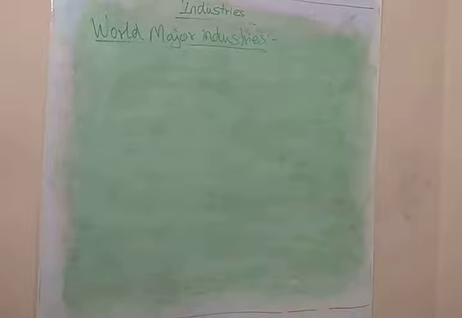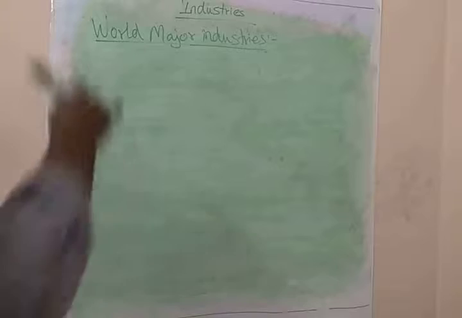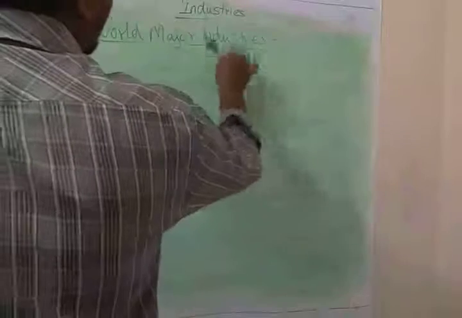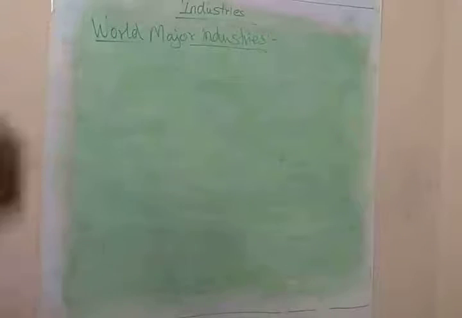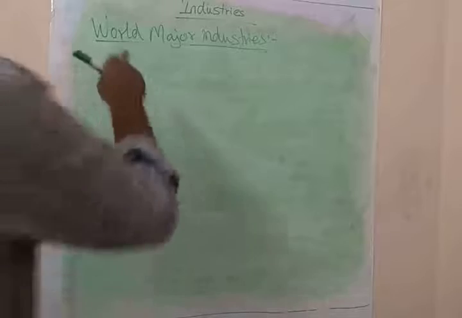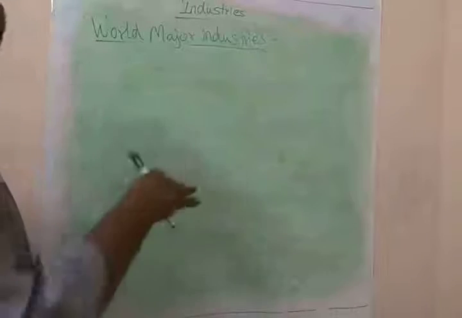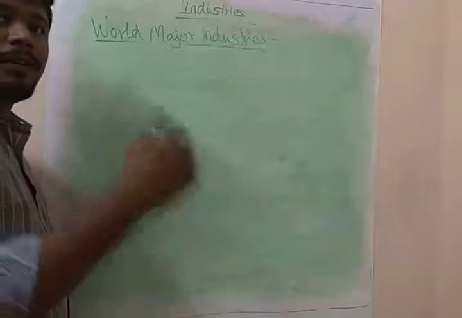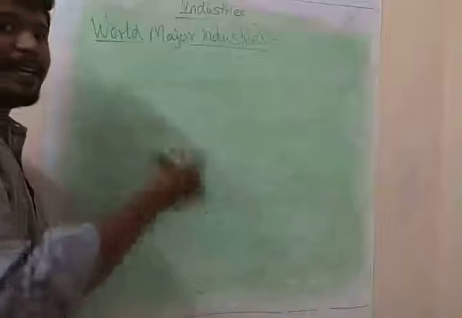Today, this is the last topic. What we are going to see today is the world's major industries. I have told you about the industrial regions of the world and the industrial regions of India. We have seen that already, right? And the next main thing we are going to see is that industry is there all over the world, in many regions and in India.